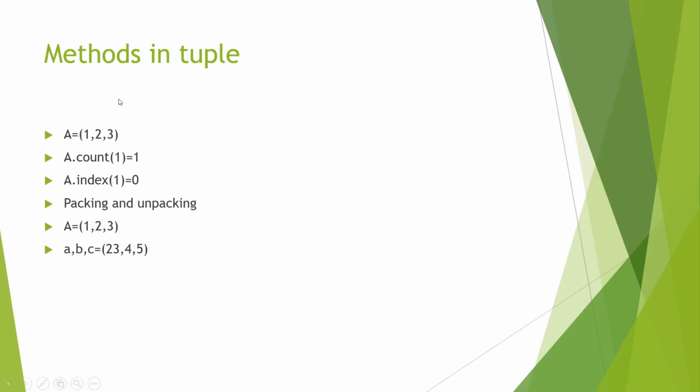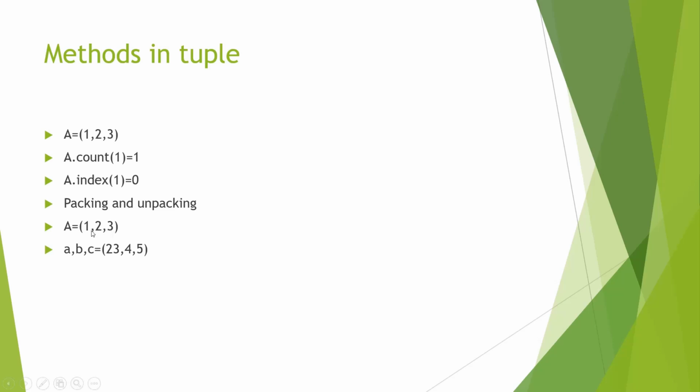Then we have some methods in tuple. We have the count method, which counts the number of times we are using a value. Here the value 1 is used one time, and then we can use the index method to find out the index of the value 1, which is 0 here. And then packing and unpacking. Now when we create a tuple here, a equals 1, 2, 3, it is also called packing.